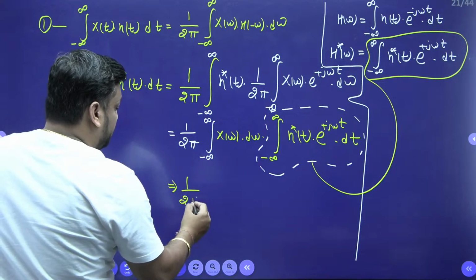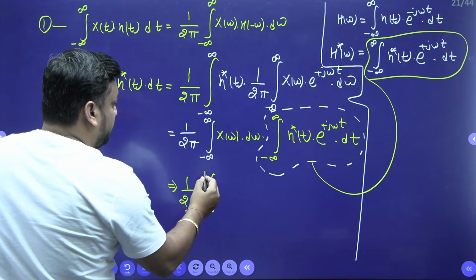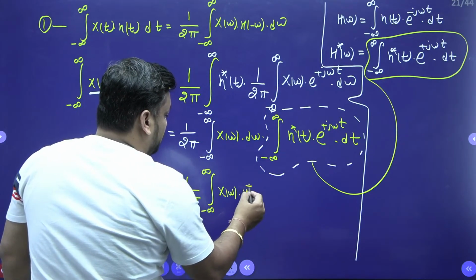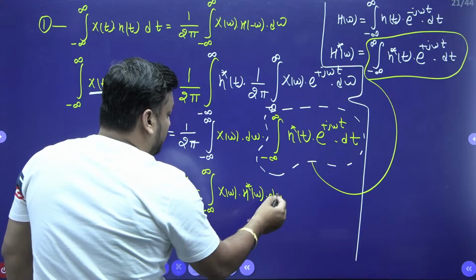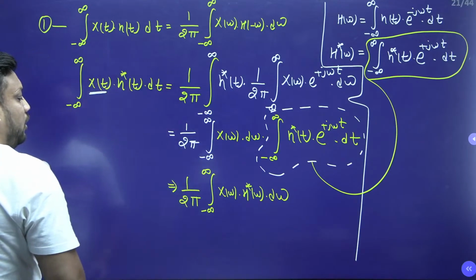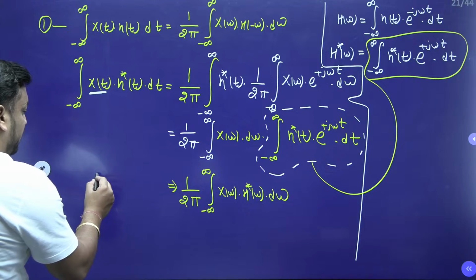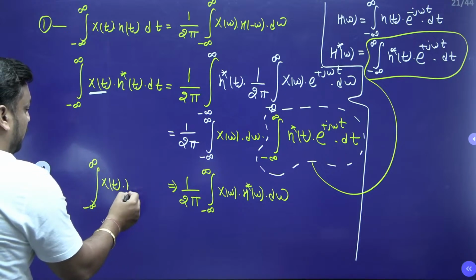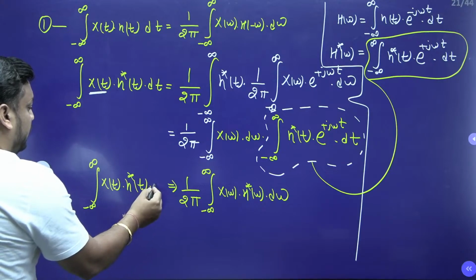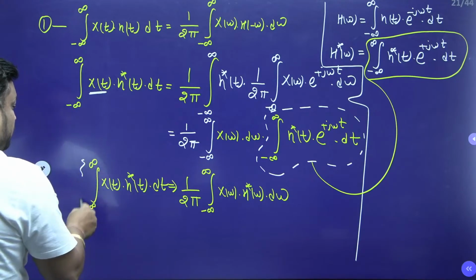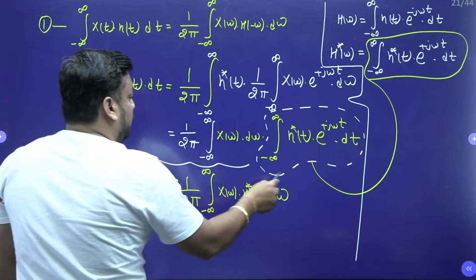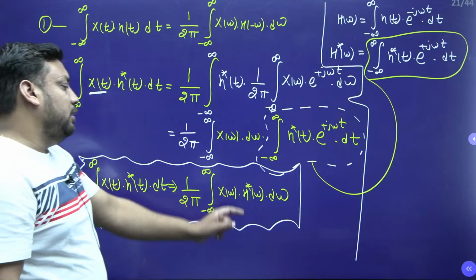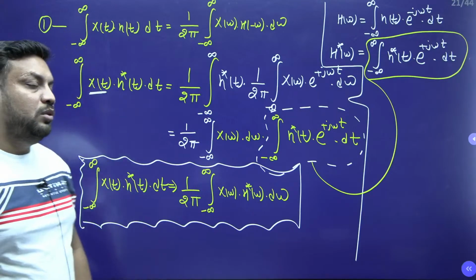So what is the final expression you will get? You will get the final expression 1 upon 2 pi integral from minus infinity to infinity x of omega as it is, dot h conjugate of omega, d omega. Follow, bachcho, yes or no? So it is equivalent to what? It is equivalent to integral from minus infinity to infinity x of t dot h conjugate of t into dt is equivalent to 1 upon 2 pi integral from minus infinity to infinity x of omega dot h conjugate of omega into d omega.